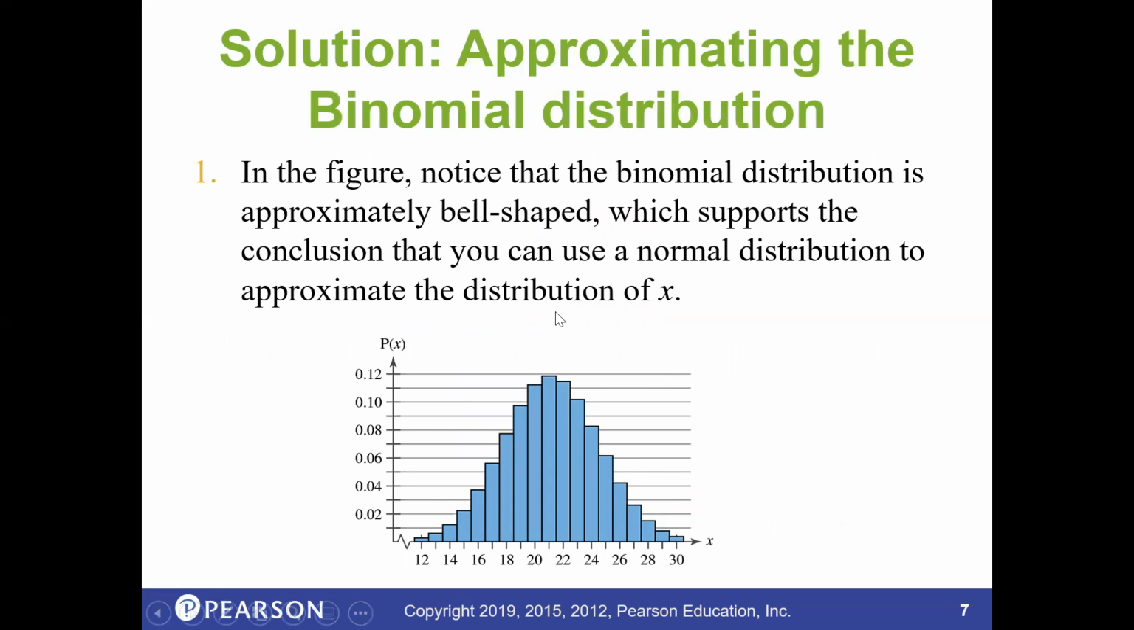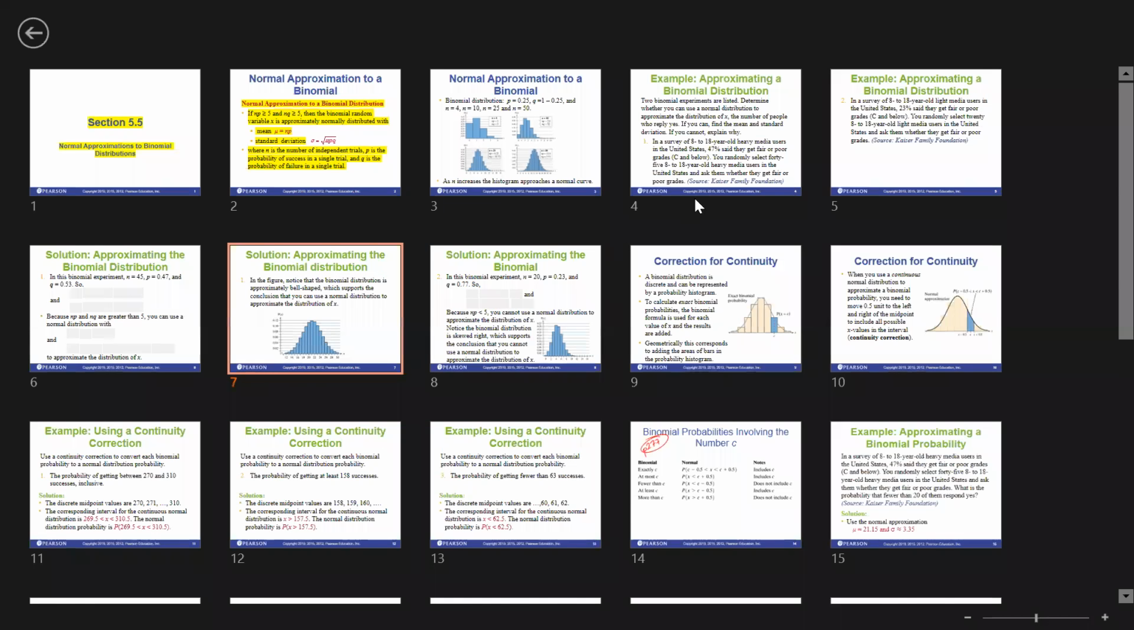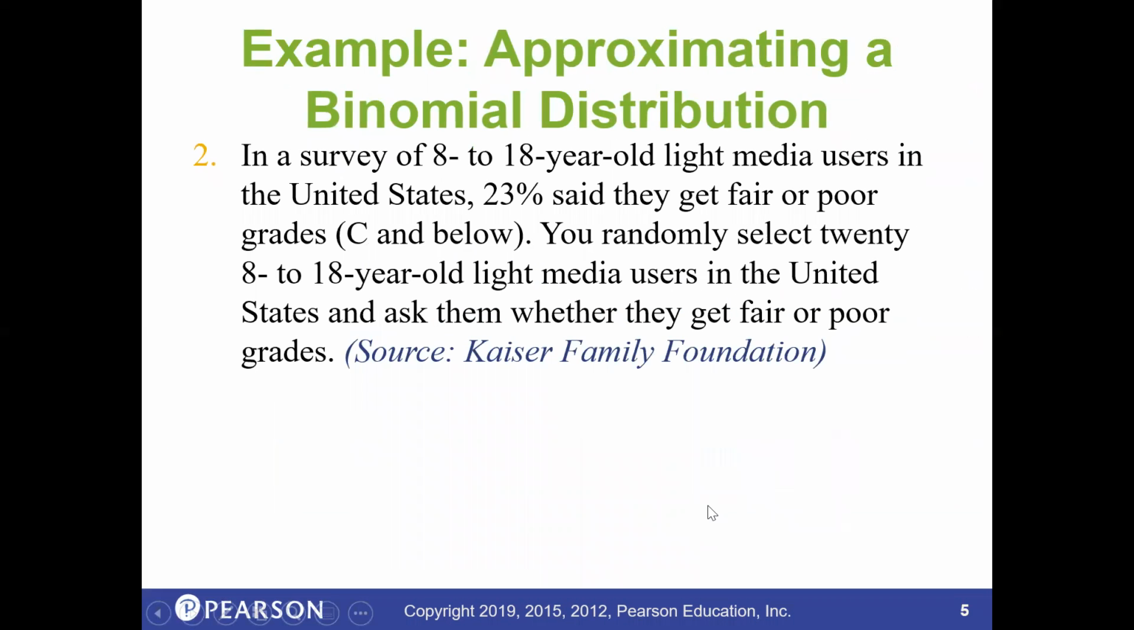Okay, so now let's go another way here. So number 2, all yours. Can you get these numbers right here? Survey of 8 to 18-year-olds, heavy media users. And now at this point, 23 say they have fair or poor grades. All right, what we're gonna do is we're gonna randomly select 20 8 to 18-year-olds in the United States, ask them whether they get fair or poor grades.